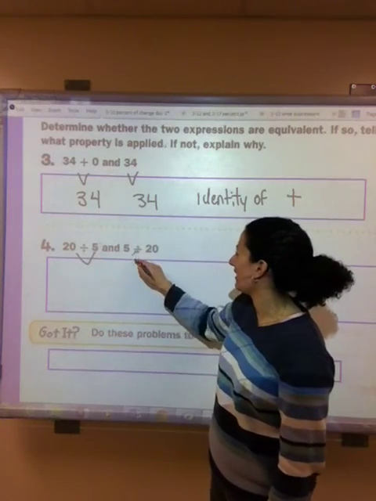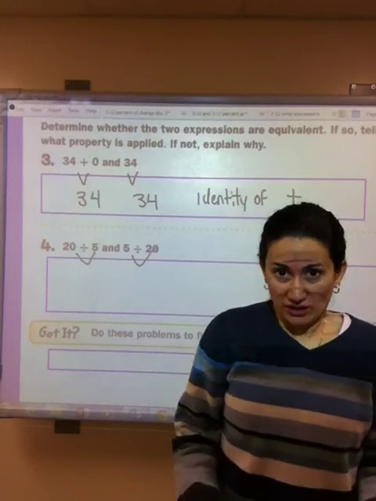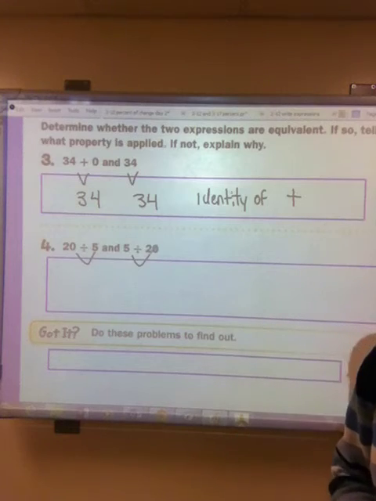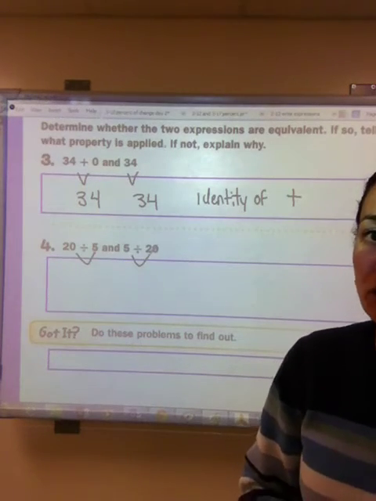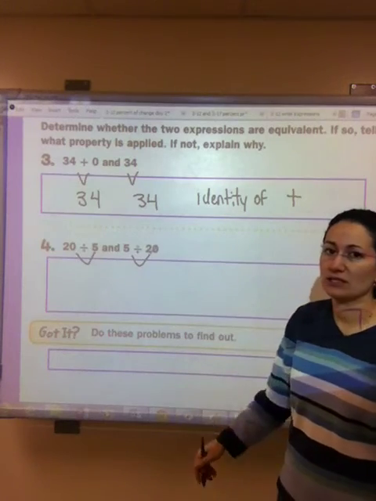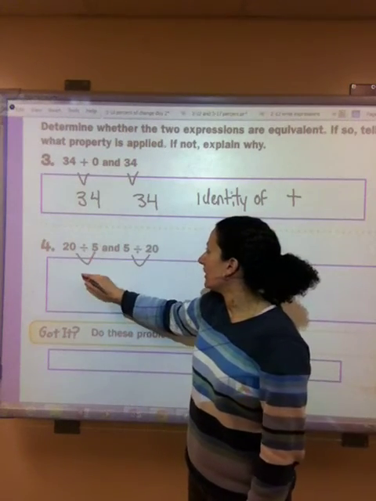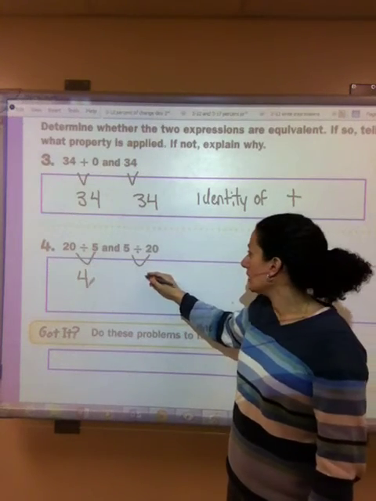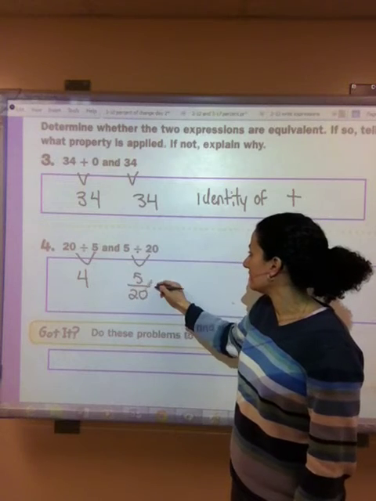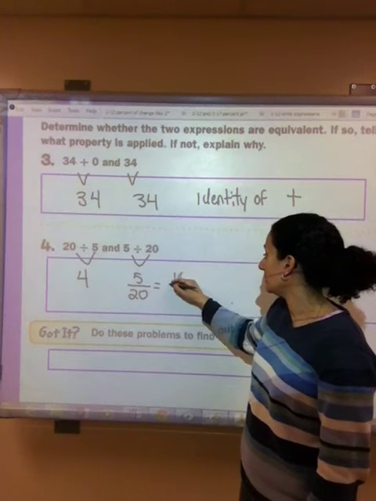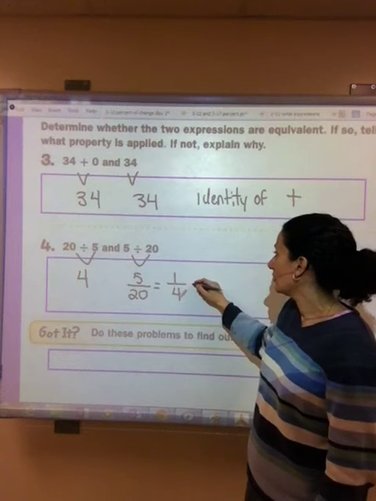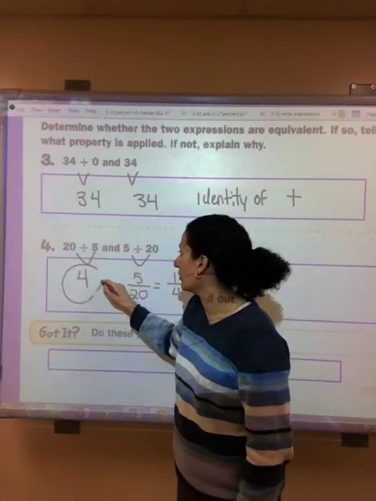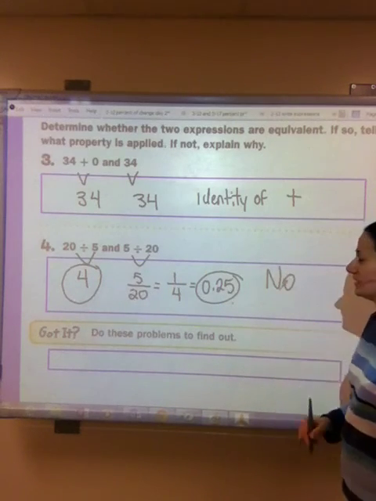20 divided by 5, 5 divided by 20. Again, the commutative, associative, and identity properties only hold true for addition and multiplication, not for division. Let me prove it to you. 20 divided by 5 is 4. 5 divided by 20, that's not even a whole number. If you think about it, it's going to give me a fraction. 5 divided by 20 can be simplified to 1/4, which is in decimal form 0.25. This is not the same as 4. So no, these are not equivalent.